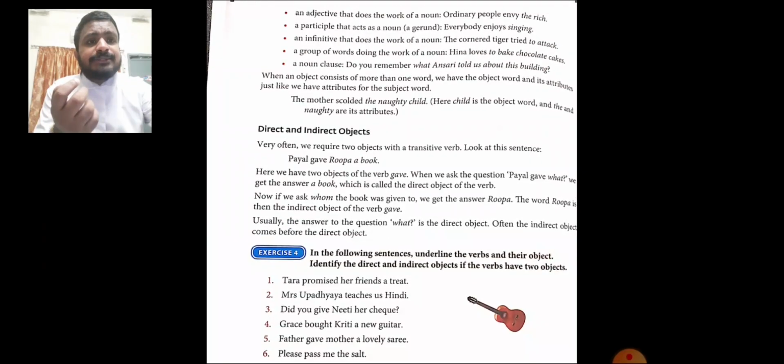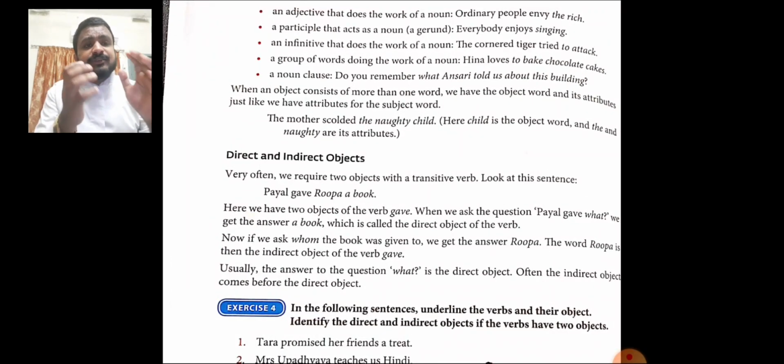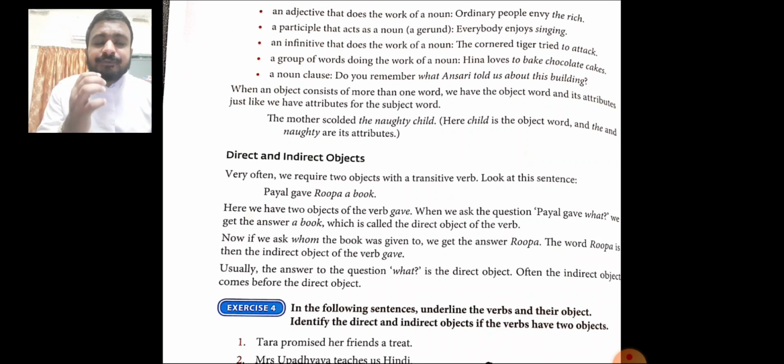And it can be an adjective, but that adjective does the work of a noun. For example, ordinary people envy the rich. As you know, envy is the verb, the rich is the adjective, but here in this sentence it does the work of a noun. Now, in that way, a participle can act as a noun. For example, everybody enjoys singing. As you know, participle here means gerund. There, enjoys is the verb, singing is a participle, but in that sentence it acts as a noun.